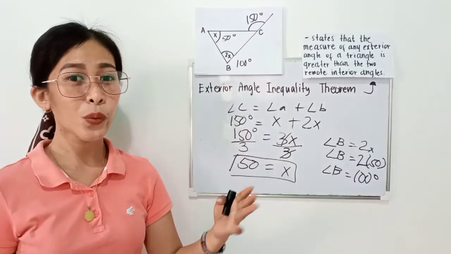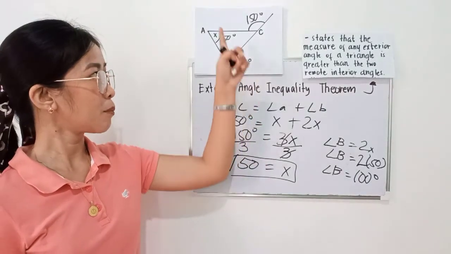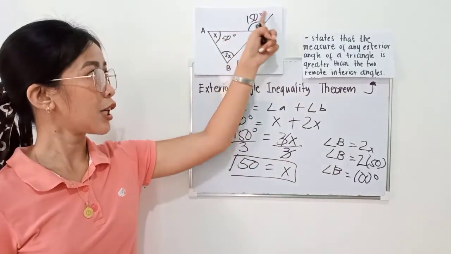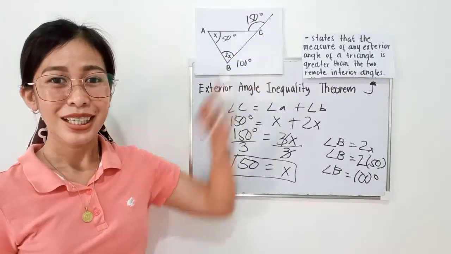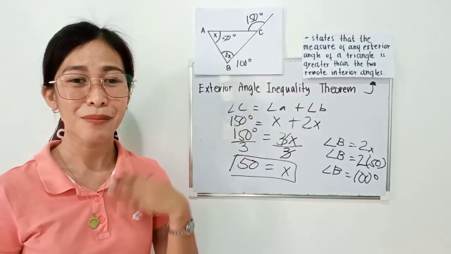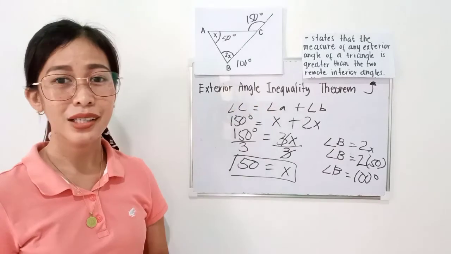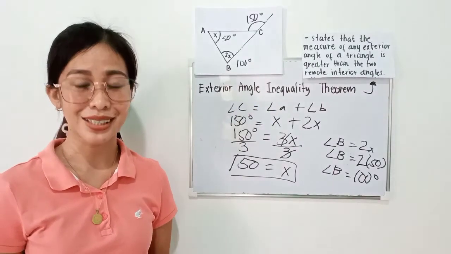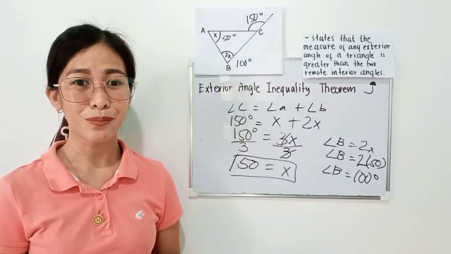Okay? And as you can see, 100 plus 50 is equal to 150 degrees. Diba? Yun yung relationship ng mga exterior angles tsaka remote interior angles nila. Ganun lang sila kasimple. Alright?